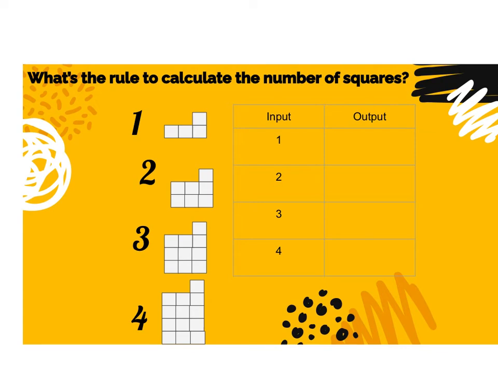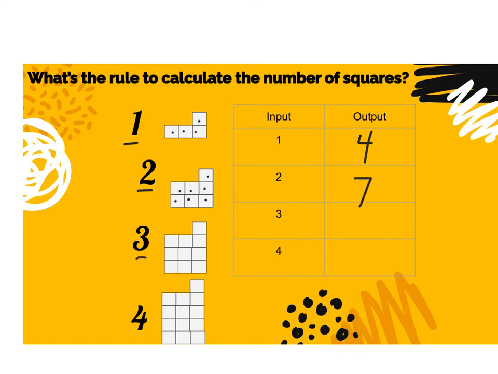Here's another input-output table. What's the rule to calculate the number of squares? Let's fill out our table first. The input is 1. Our output is 4. Let's look at the next one. Our output is 7.